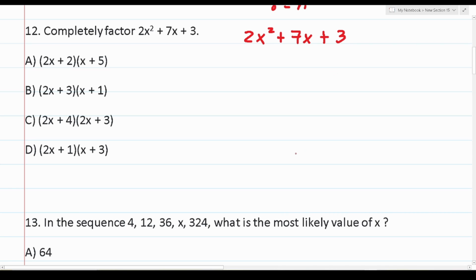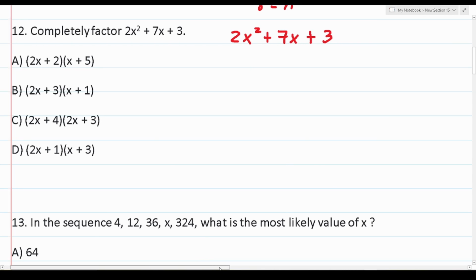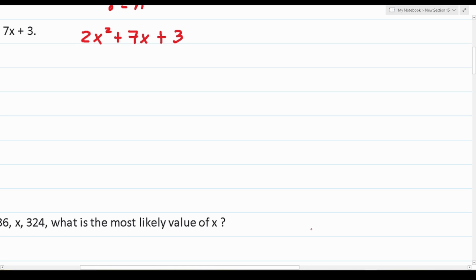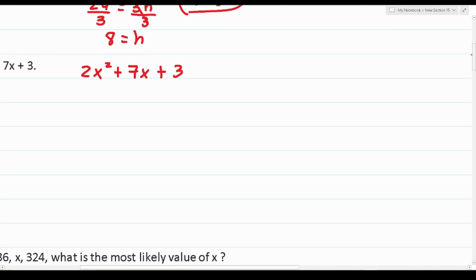The method I use to factor a quadratic equation when the leading coefficient isn't 1 is called the AC, or Australian method. Again, all quadratic equations are of this form: ax squared plus bx plus c. In other words, here a is 2, b is 7, and c is 3.